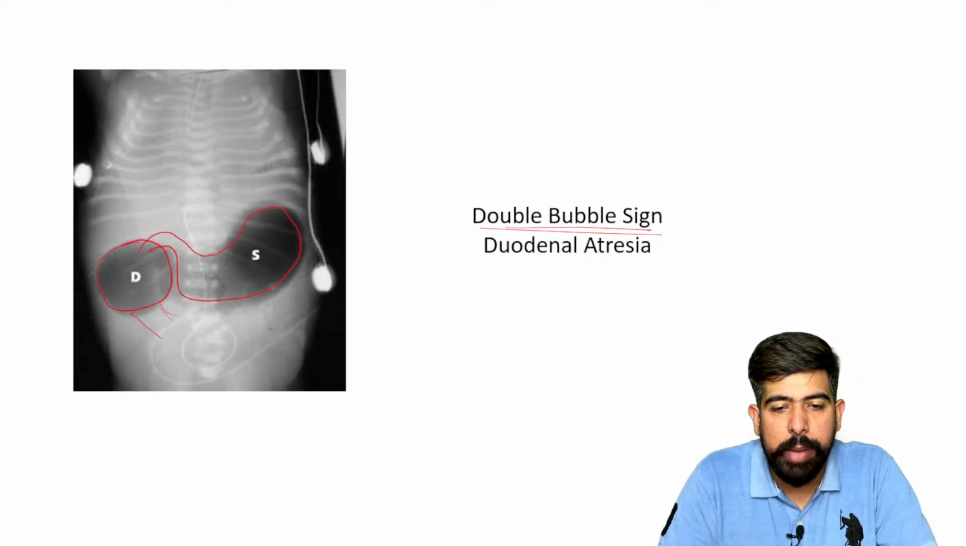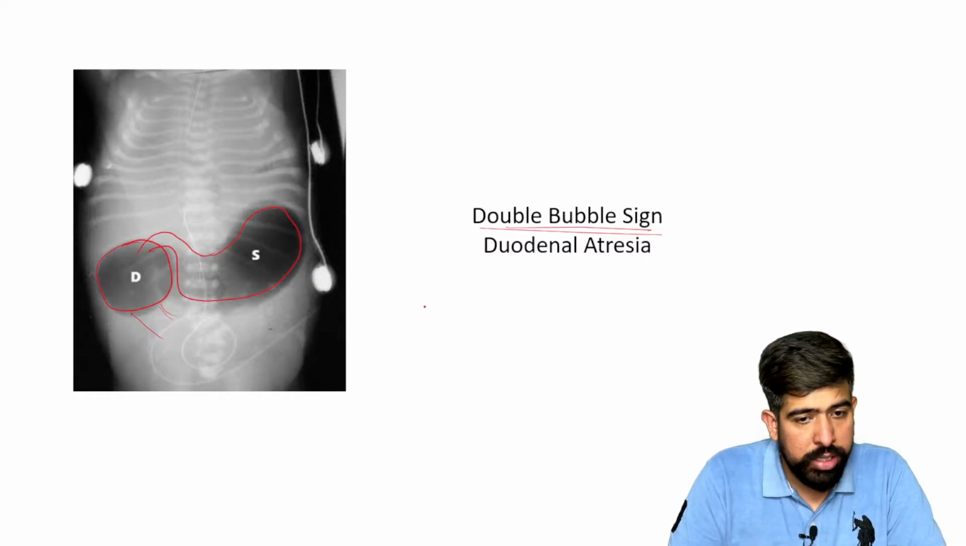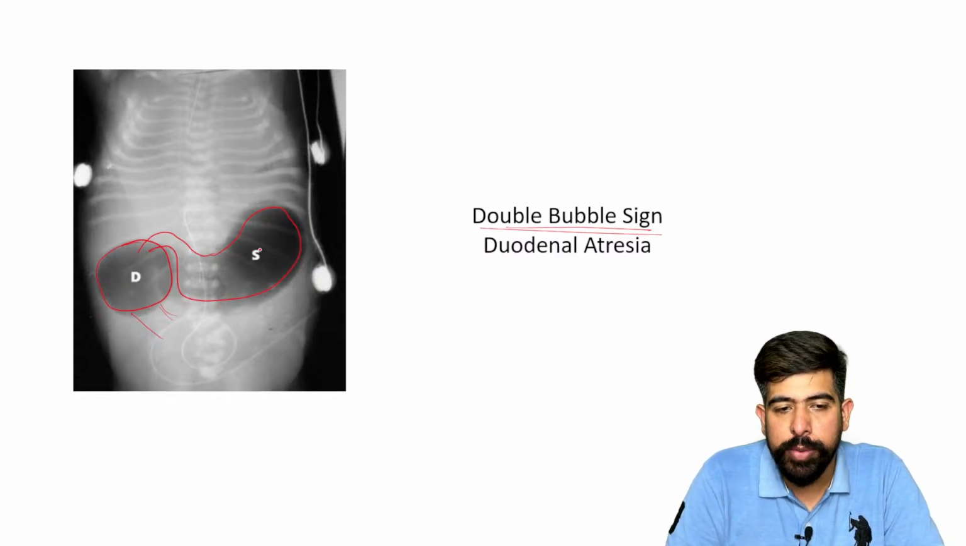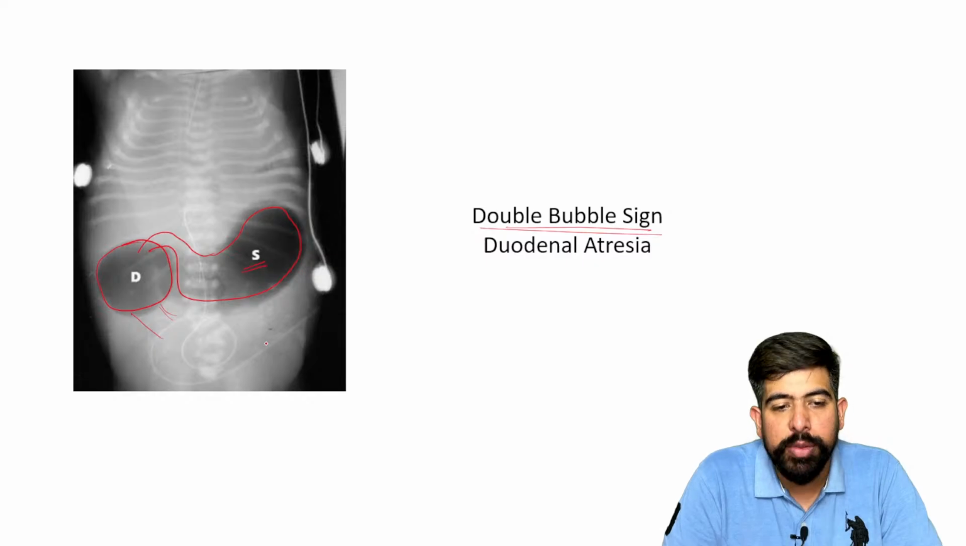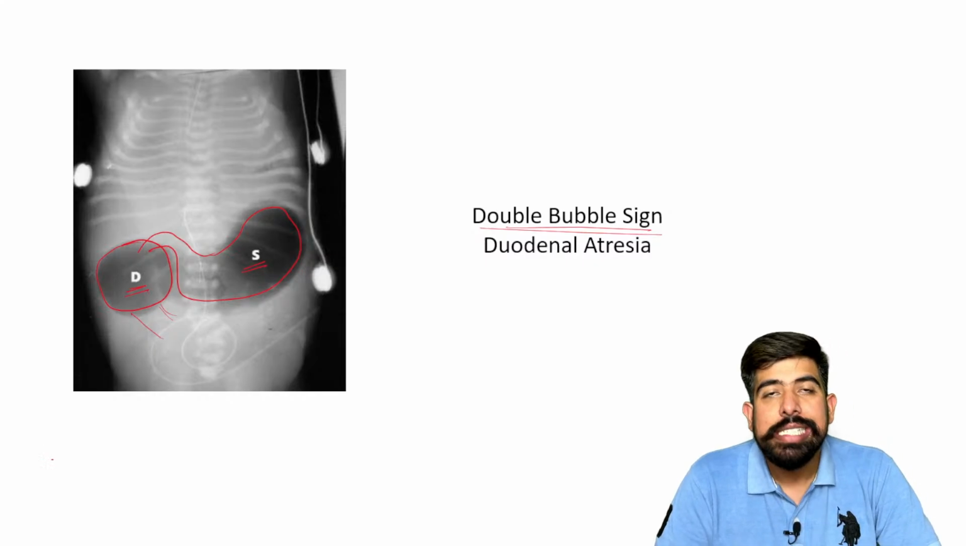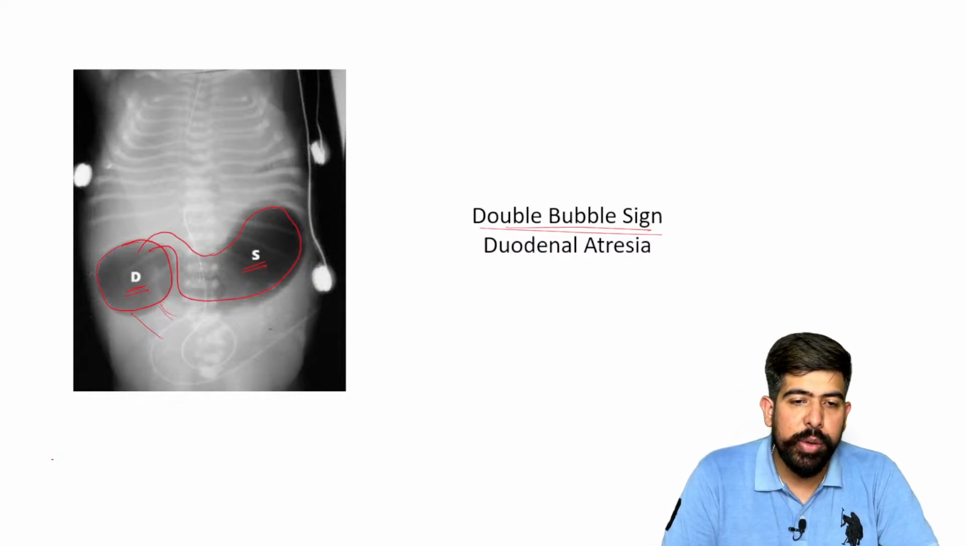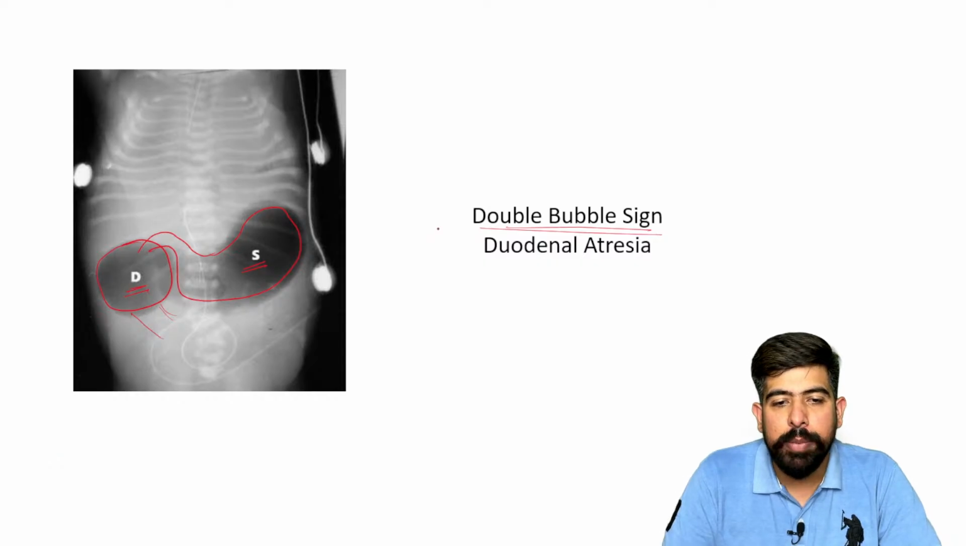So now what can happen? The air will not pass through further. Right, now it cannot move any further. So now there will be two bubbles to see. The first bubble is made by the stomach. The second bubble, which you can see over here, is by the duodenum. So two bubbles will be seen continuously in the abdominal cavity.